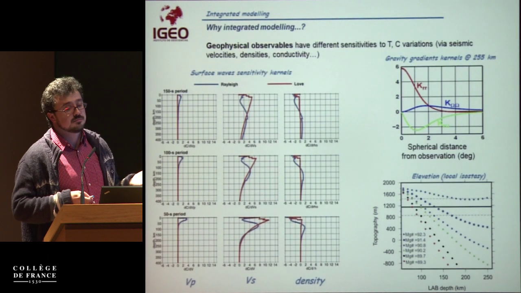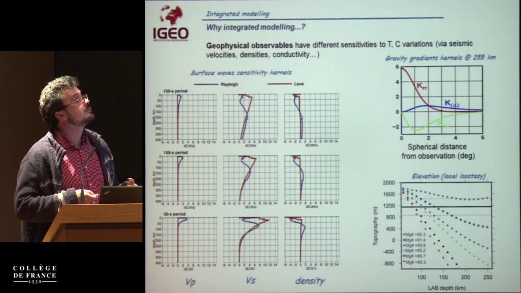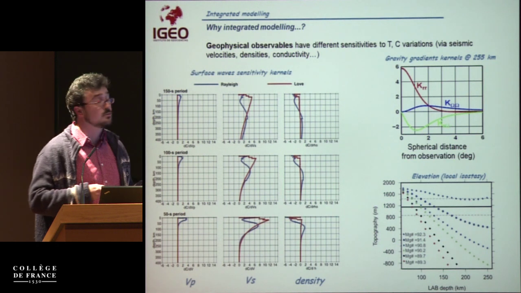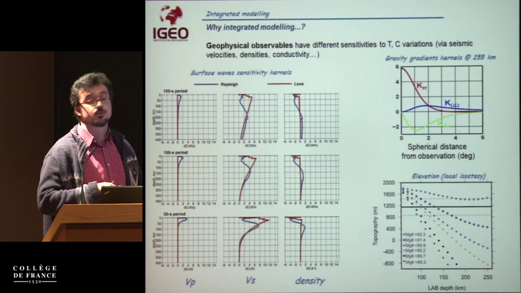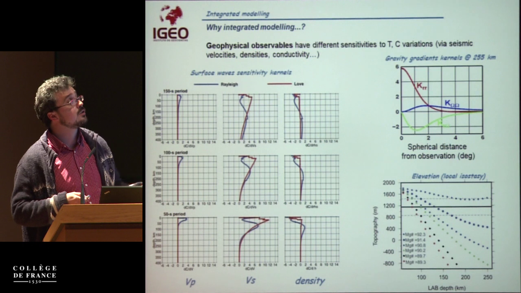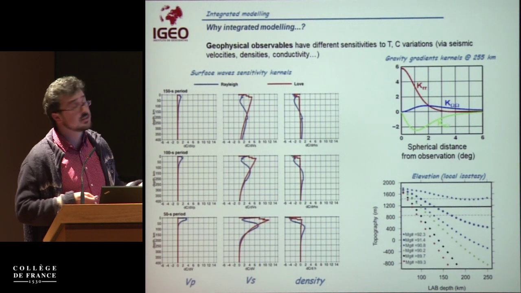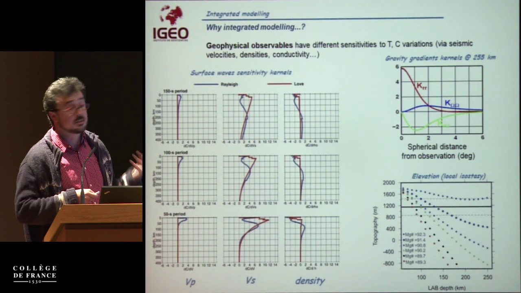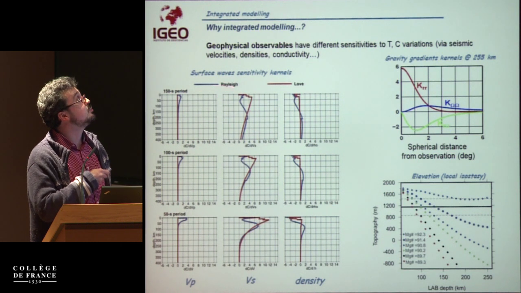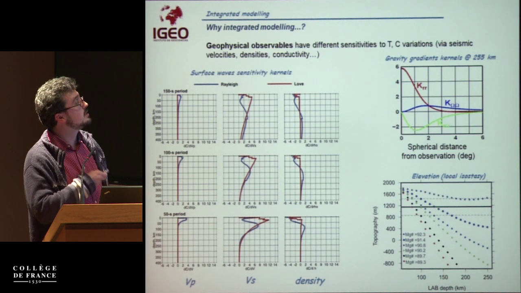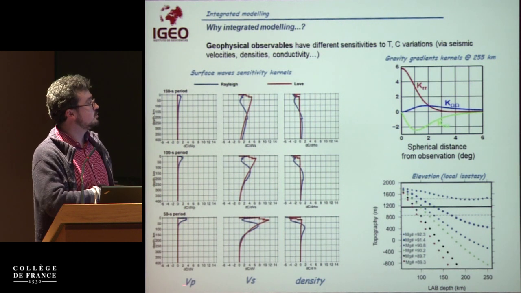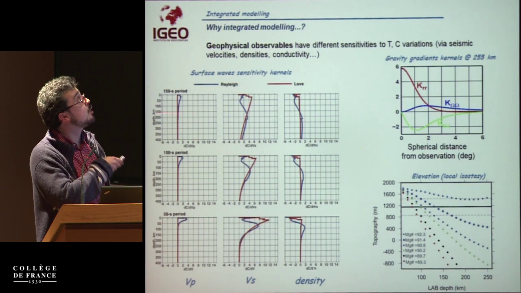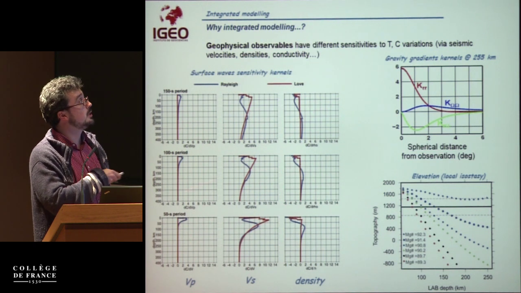Also, the geophysical data that we are using for our inversions or forward models have different sensitivities to temperature and composition variations, through their dependence on seismic velocities, densities, or electrical conductivities. For instance, if you look at these surface wave sensitivity kernels, in blue for Rayleigh waves and red for Love waves, you can see how they are sensitive to VP variations, VS variations, and density, and how that changes with the period.